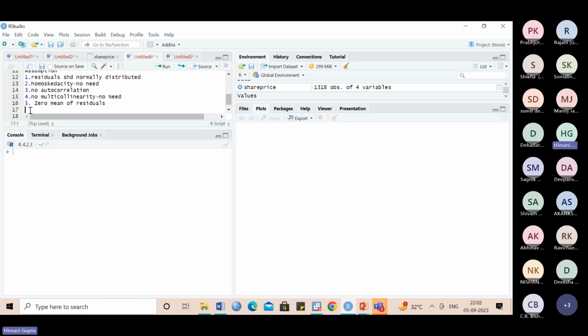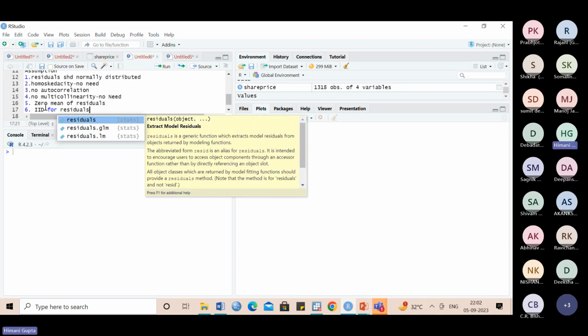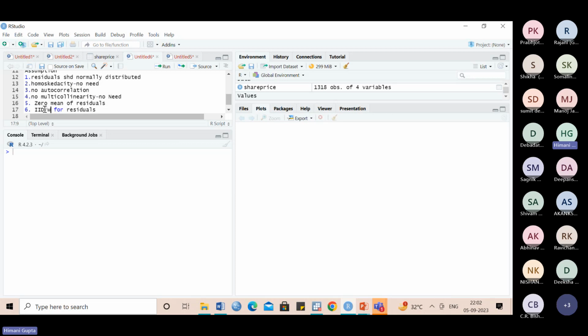What we can do next, we can check the IID for residuals. Or I can say white noise for residuals. What do you mean by this IID and white noise for residuals? Again, there is a lot of confusion in the minds of researchers about what is white noise, what is IID. Yes, what is white noise?